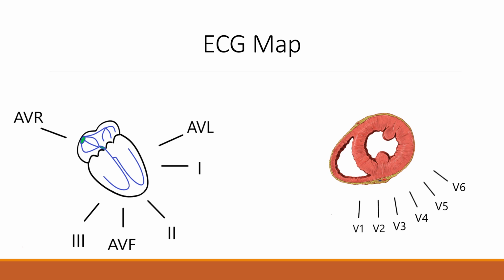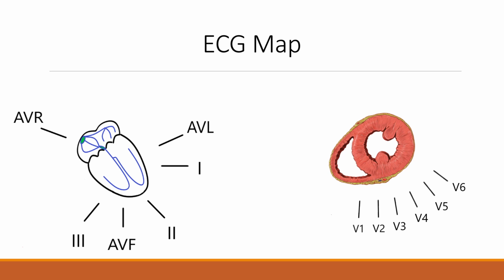If there's anything I could beg you to take from this, it's don't skimp over this. Memorize this map and use it. There's so many things that matter. If you want to diagnose STEMIs, right? Well, if I have an inferior STEMI, right, that's the bottom of the heart, well, then you're going to have ST elevation in 3, in AVF, and then the least in 2.